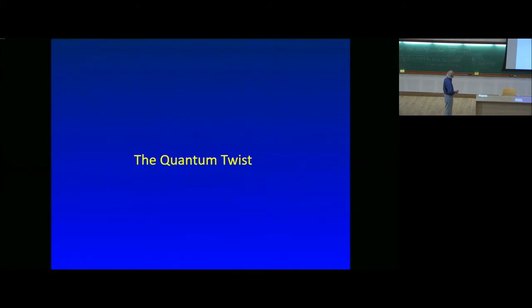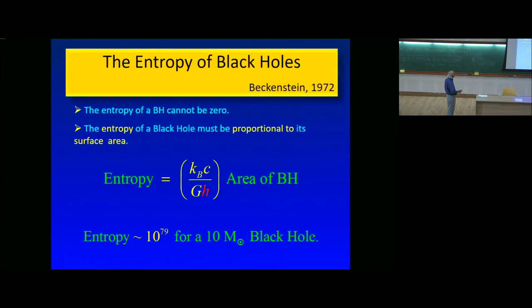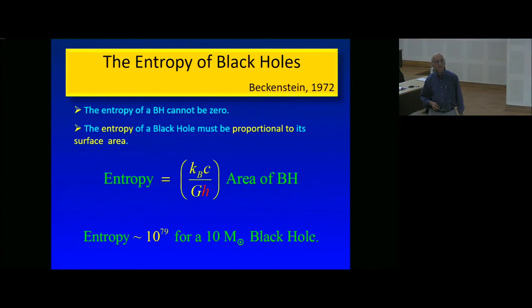All right. And then came the quantum twist, as I like to call it. A young student of John Wheeler in Princeton, Bekenstein, argued that black holes must have enormous entropy, 10 to the power 79 for a 10 solar mass black hole. He argued that not only it must have an entropy, that the entropy must be proportional to the surface area. In other words, the entropy of a black hole should be proportional to the surface area of the black hole, 4 pi r Schwarzschild squared.